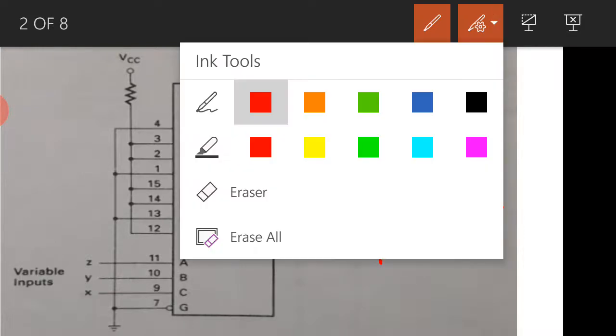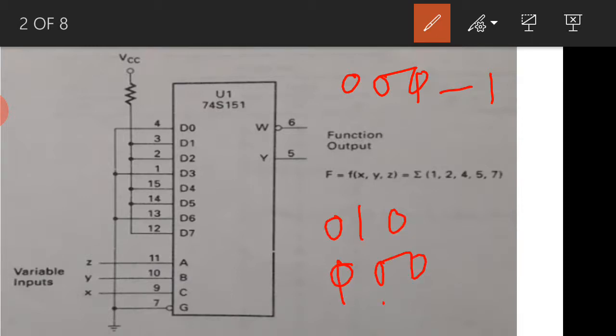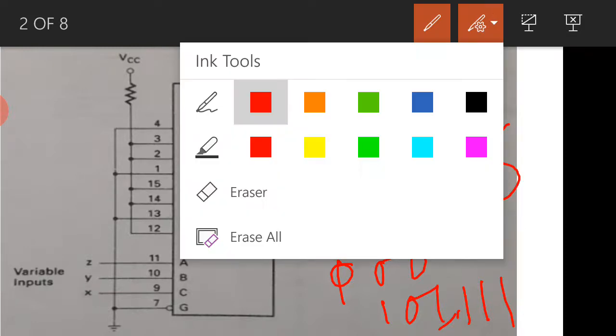What is the expectation here? Whenever the combination is 0 0 1, the output should be 1. Likewise for the combinations 0 1 0, 1 0 0, 1 0 1 and 1 1 1. For these combinations the output should be 1, and for the other combinations the output should be 0. That is the expectation from this Boolean function.